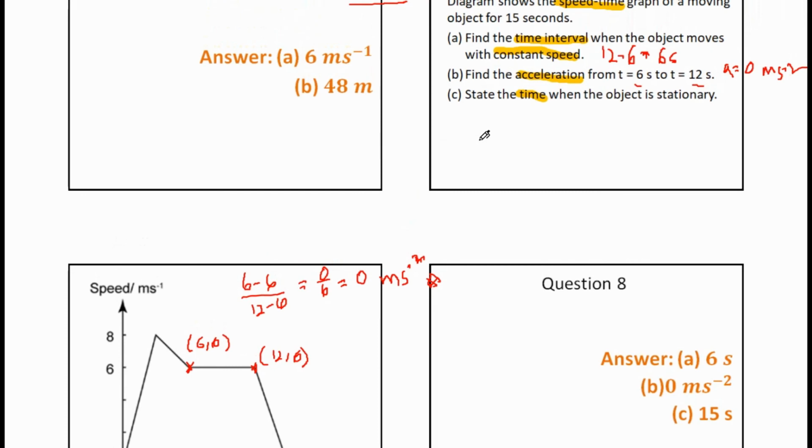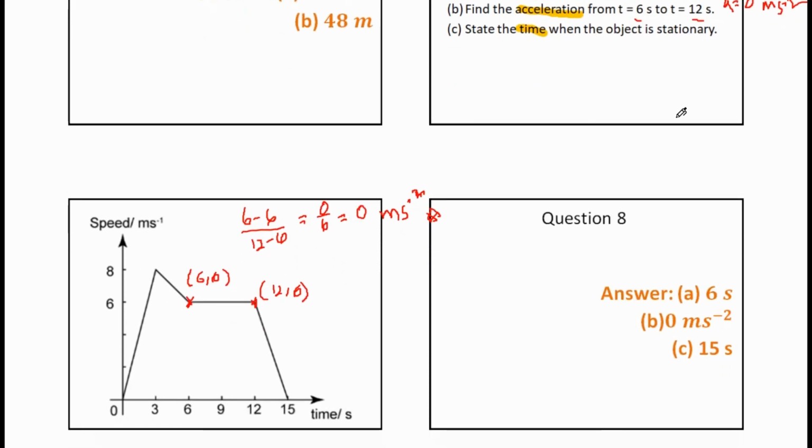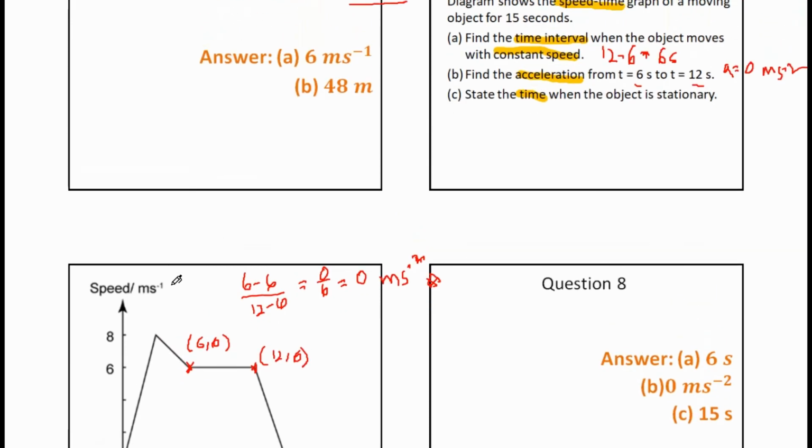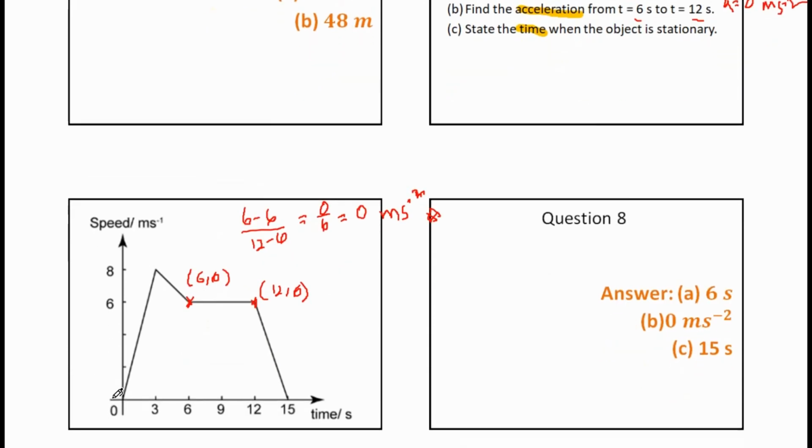For C, state the time when the object is stationary. Stationary means does not move at all. So, when the speed of the object will be 0. So this one. At 15 seconds, the speed of this object is 0. So the answer is 15 seconds.